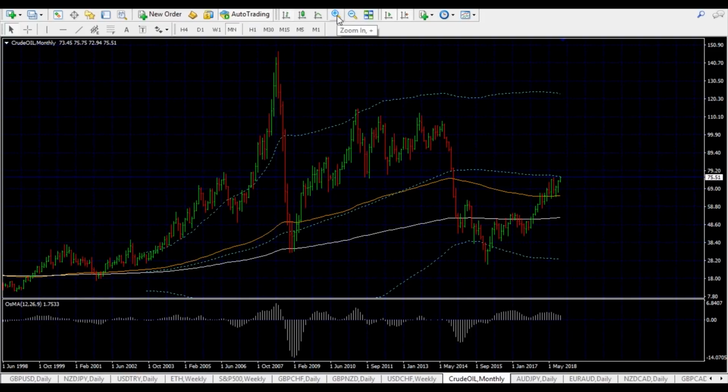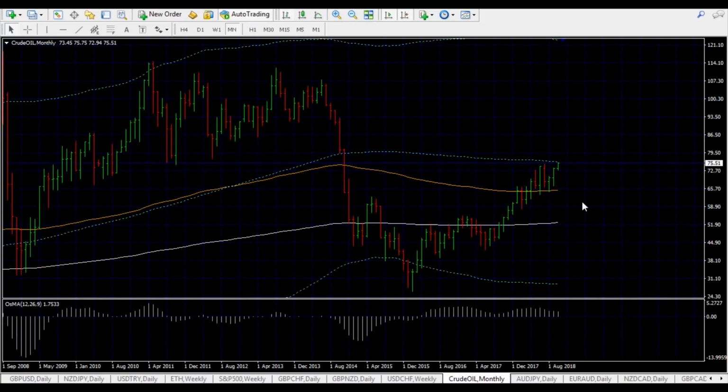Okay, so in this chart, crude oil, I'm going to show you how multiple time frames correlate to each other. So what we can see in the latest chart is I've got my Bollinger Band here, right? This is the monthly chart. What we can see over here is the middle line of the Bollinger Band, and price is getting rejected here.